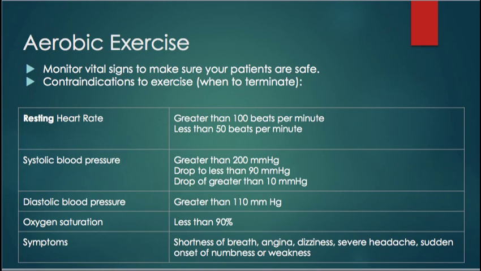Also, a systolic blood pressure of greater than 200, a drop to less than 90, or a drop of greater than 10 indicates that exercise should be terminated. A diastolic blood pressure of greater than 110. If the patient's O2 saturation goes below 90, or if the patient begins to experience symptoms of shortness of breath, angina or chest pain, dizziness, severe headache, or sudden onset of numbness and weakness.